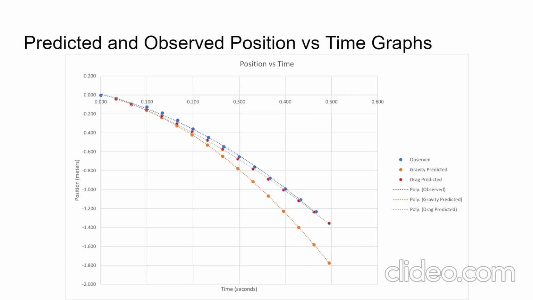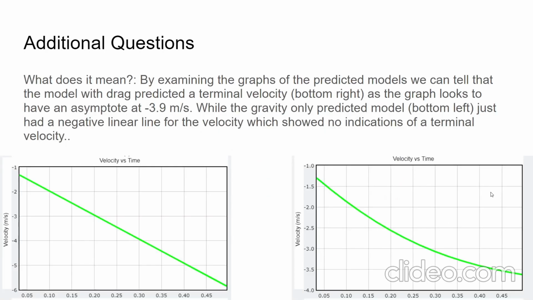This shows that the experiment was relatively accurate in demonstrating Newton's second law, in which, since there was a force other than gravity acting upon the paper ball, the position of the ball couldn't be calculated with just the use of gravity, but we also have to account for the force of drag.